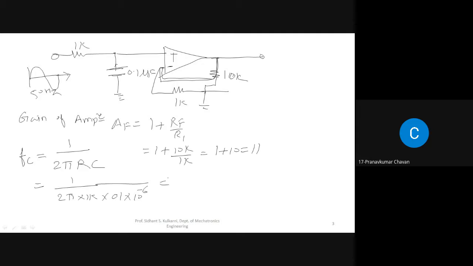Sir, answer is yes. 1.59 kilohertz, right? This is the cutoff frequency. What does it mean? This low pass filter will pass the component.